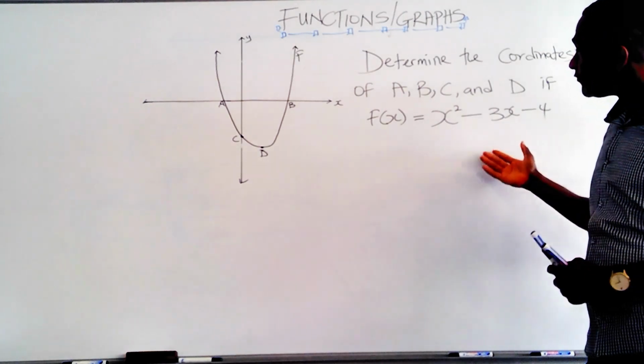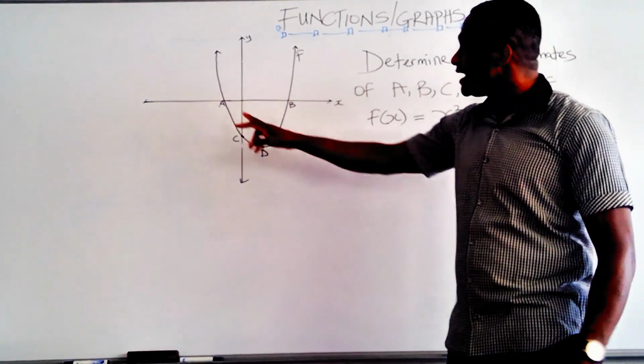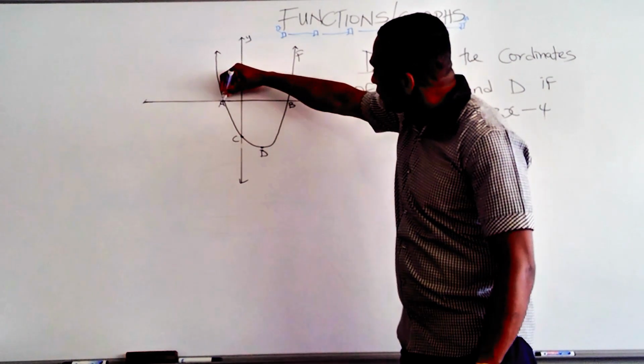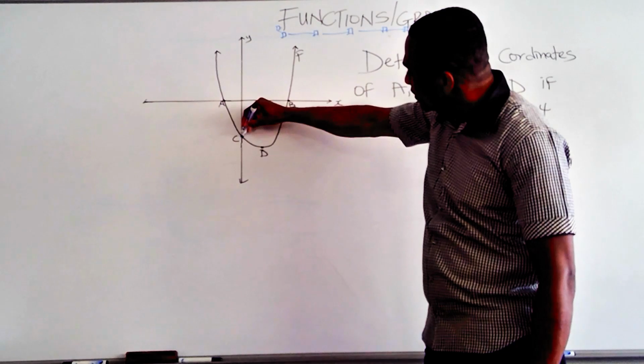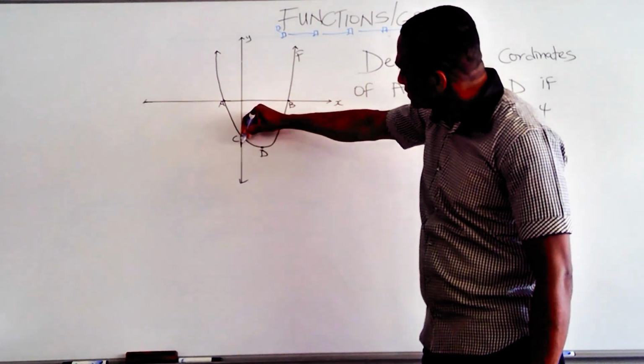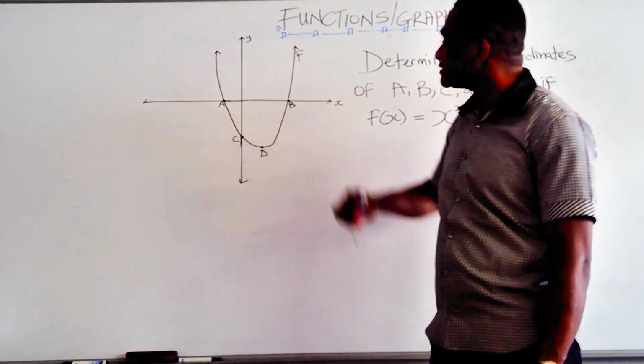Now, the equation of the graph was given. Let's see the level here. A touches this graph at this point. B is here. C is at this point. And our D is at this point.